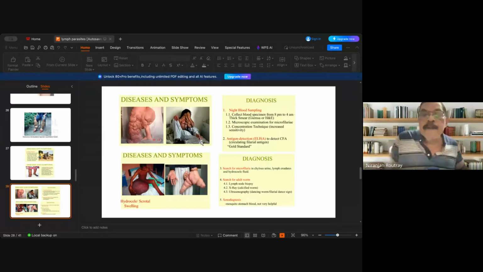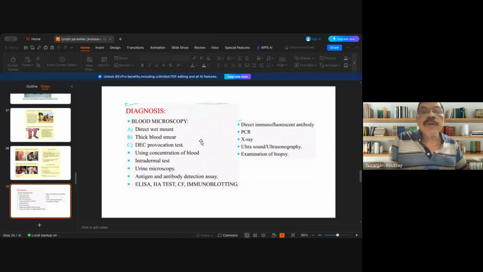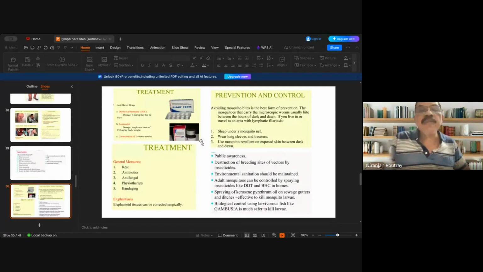We can come to the conclusion. So diagnosis: direct wet mount, then blood smear, DEC provocation test using concentration of blood, intradermal test. For intradermal test, we can know the antigen testing, antigen antibody detection. So these are the different methods of diagnosis.